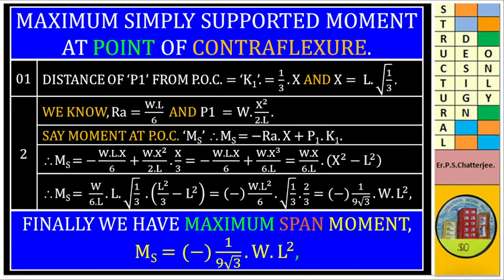which is equal to Wx by 6L into X squared minus L squared. Therefore, MS is equal to W by 6L into L by root 3 into L squared by 3 minus L squared, which is equal to minus W L squared by 6 into 1 by root 3 into 2 by 3, which is equal to minus 1 by 9 root 3 into WL squared. So, MS is equal to this value.